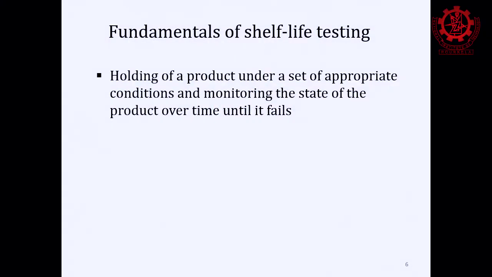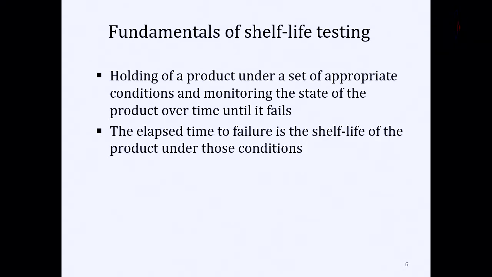So for that biscuit, for that particular product, the primary quality attribute is the crispiness. So when we say that you monitor the state of the product, state means that quality attribute for which a consumer is going to buy, and you keep doing it until the product fails. Another way of saying it is that the time elapsed to failure is the shelf life of the product under those conditions.